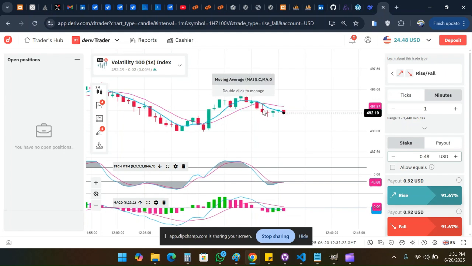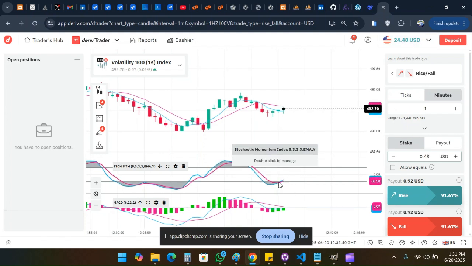A forced movement. Understand? But the market moved in our direction as we predicted, and that is what made me increase from $2.17 to $4.48.